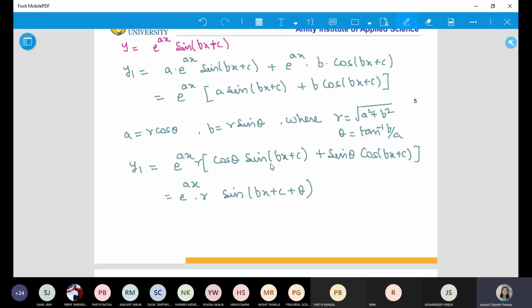Which formula we have used? Sin a cos b plus cos a sin b. So we can write it where theta is this. This is the transformation or the substitution that we have used.